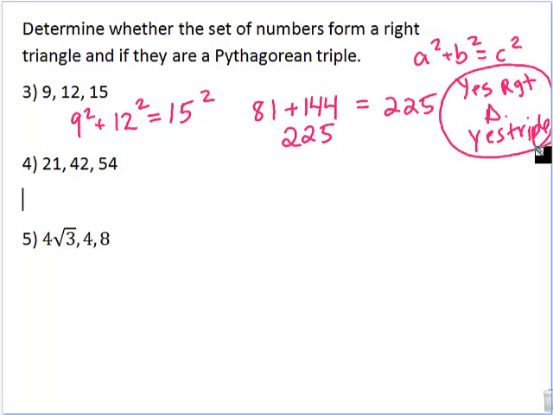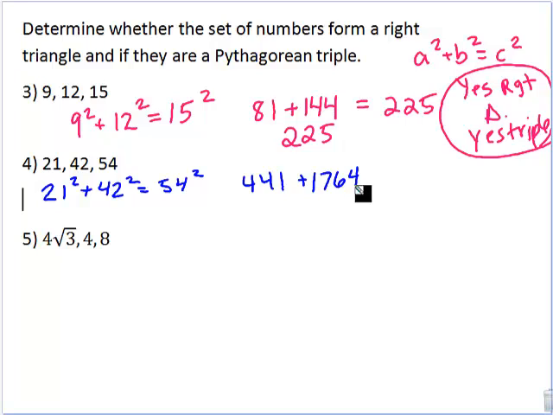Is that one okay? All right, let's try the next one. The 3 numbers are 21, 42, and 54. So 21 squared plus 42 squared, does this equal 54 squared? 21 squared is 441 plus, what's 42 squared? 1,764. When we add those two values together, what do we end up getting?